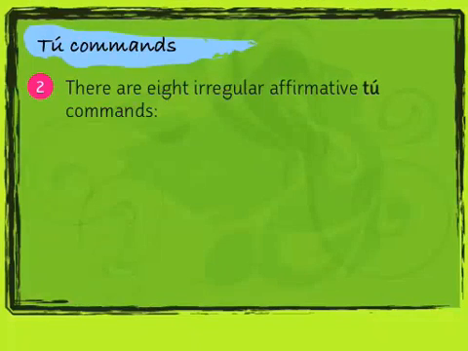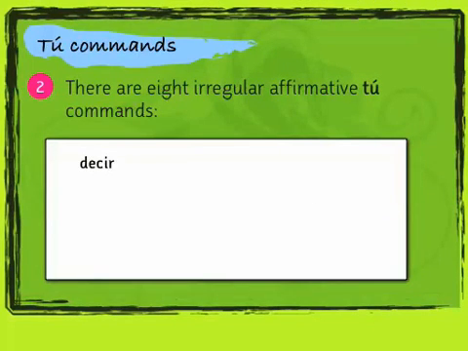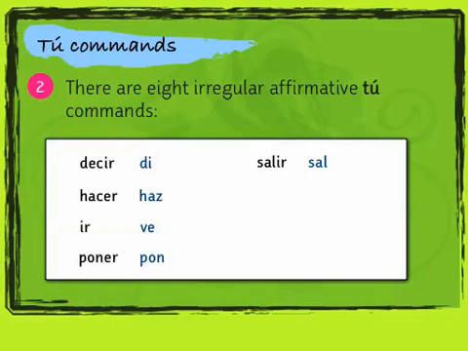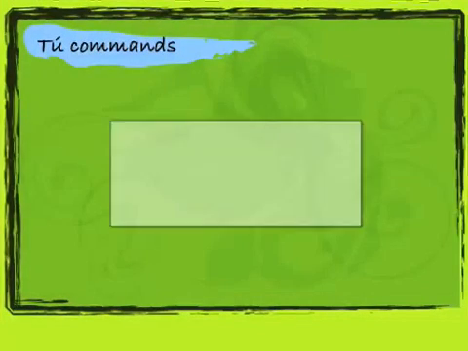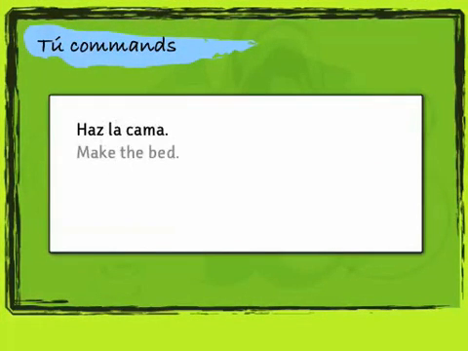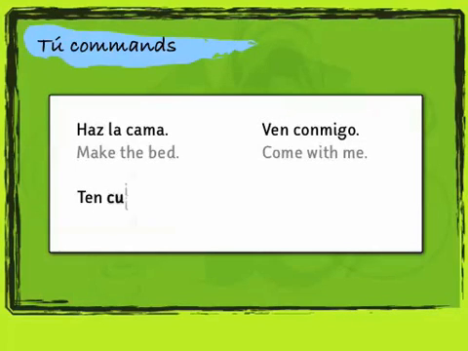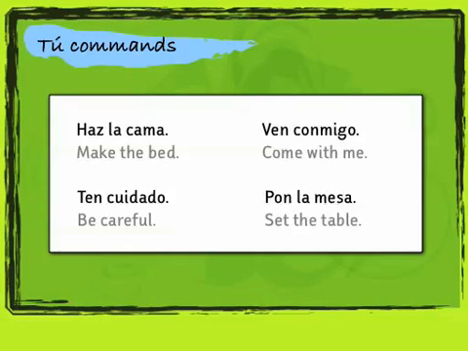There are 8 irregular affirmative tú commands. Decir, di; hacer, haz; ir, ve; poner, pon; salir, sal; ser, sé; tener, ten; venir, ven. Haz la cama. Make the bed. Ven conmigo. Come with me. Ten cuidado. Be careful. Pon la mesa. Set the table.